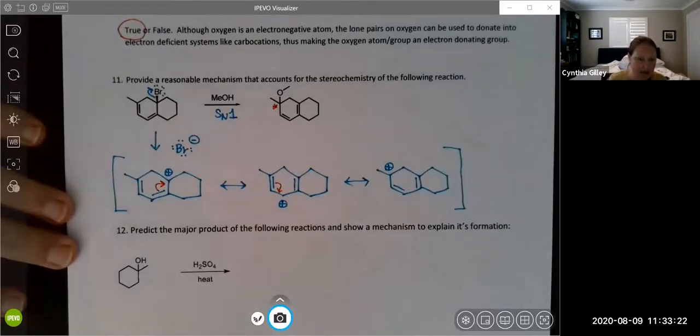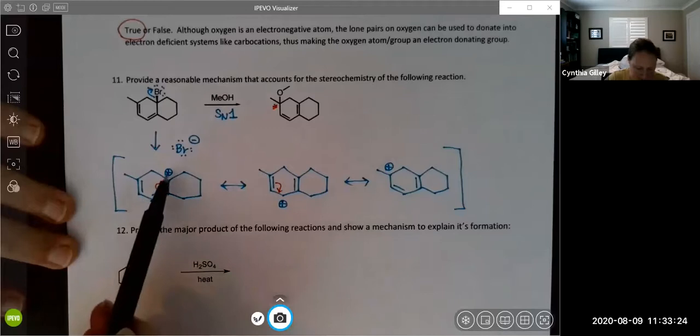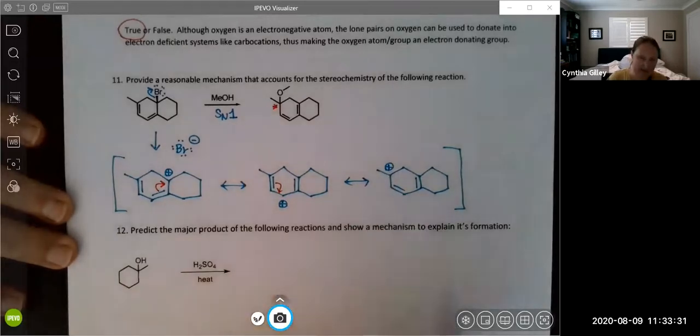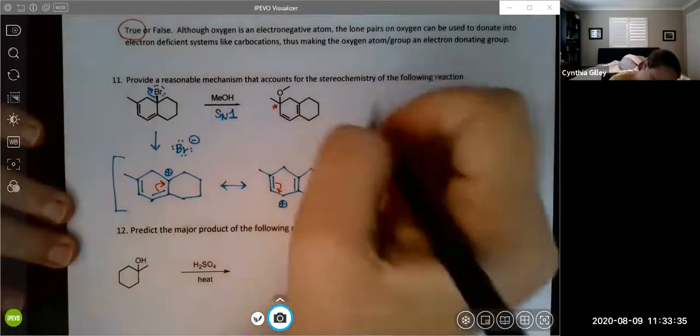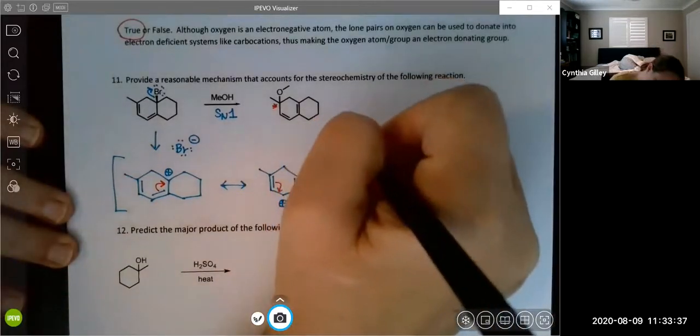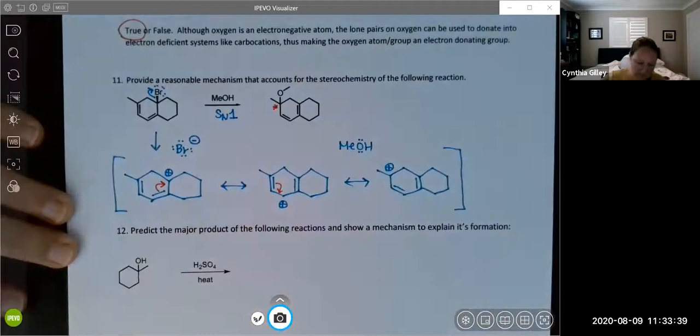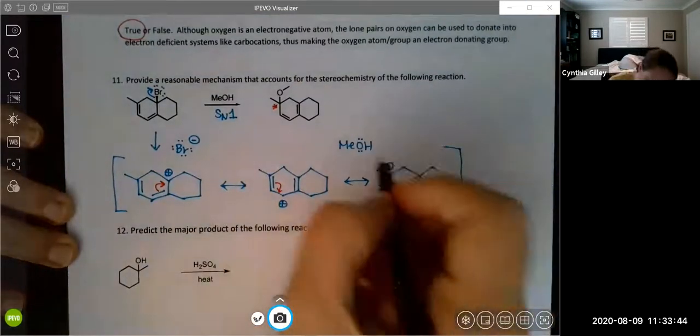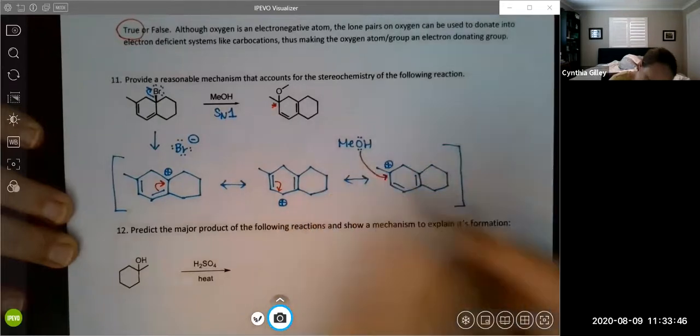So what does this mean? It means that the positive charge is not really localized here. It's delocalized between here, here, and here. Right? So this carbon has some positive charge. So it's not too unreasonable to think that our methanol will sometimes attack a carbon other than this one. And for example, perhaps this one.